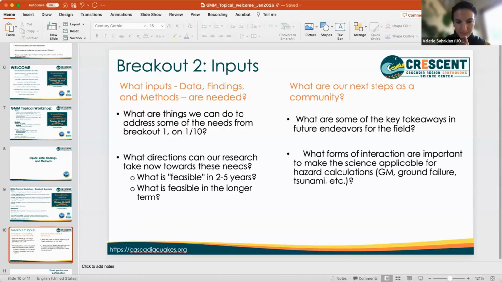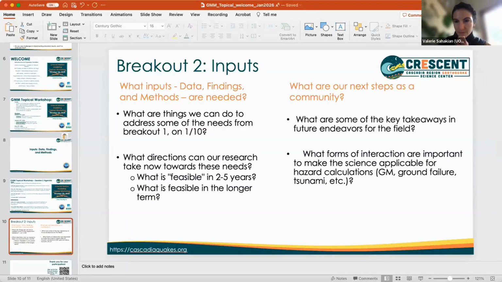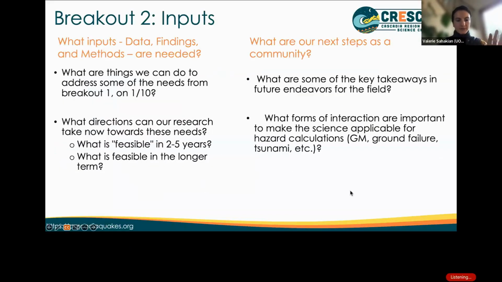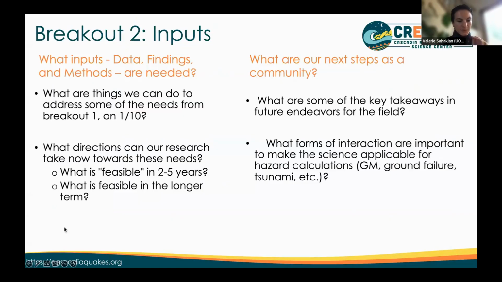Great. Okay, so I think what we'll do is we'll transition to the breakouts. To give everybody context, the goal of these breakouts is to combine questions for both portions of today's session. One of them is on the inputs, and the other is next steps as a community.